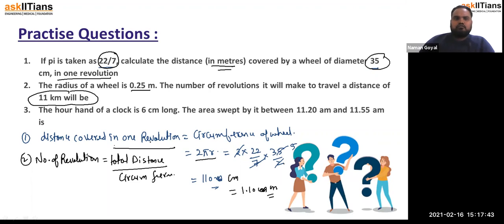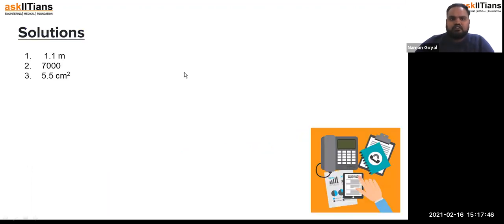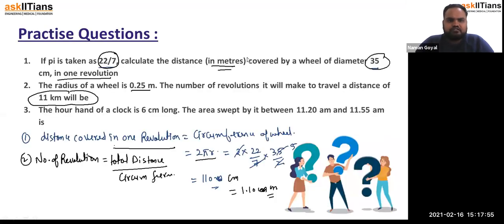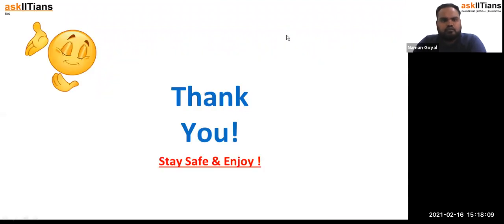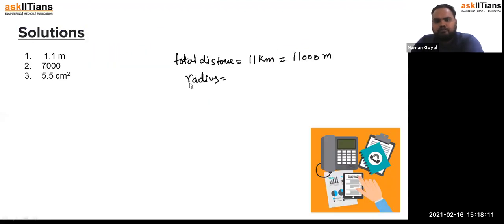So basically, the total distance, I can write down from this question. Total distance is 11 kilometer. If you convert this in meter, you will get 11,000 meter. And the radius of this wheel is 0.25, right? So it will be 0.25 meter.